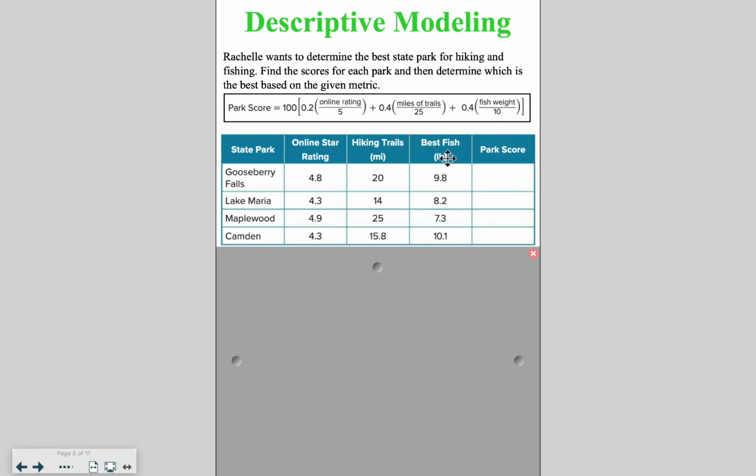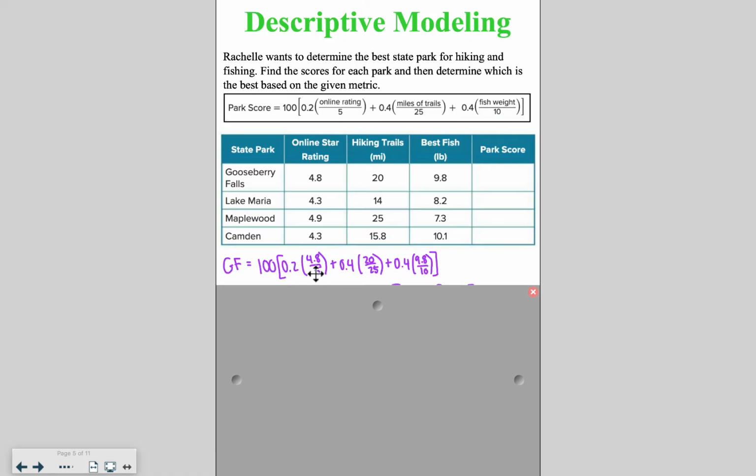So I'm going to walk through the first one with you. We're going to look at Gooseberry Falls. So plugging into our formula, we're going to have 100 times 0.2 times 4.8 over 5, plus 0.4 times 20 divided by 25, plus 0.4 times 9.8 divided by 10.